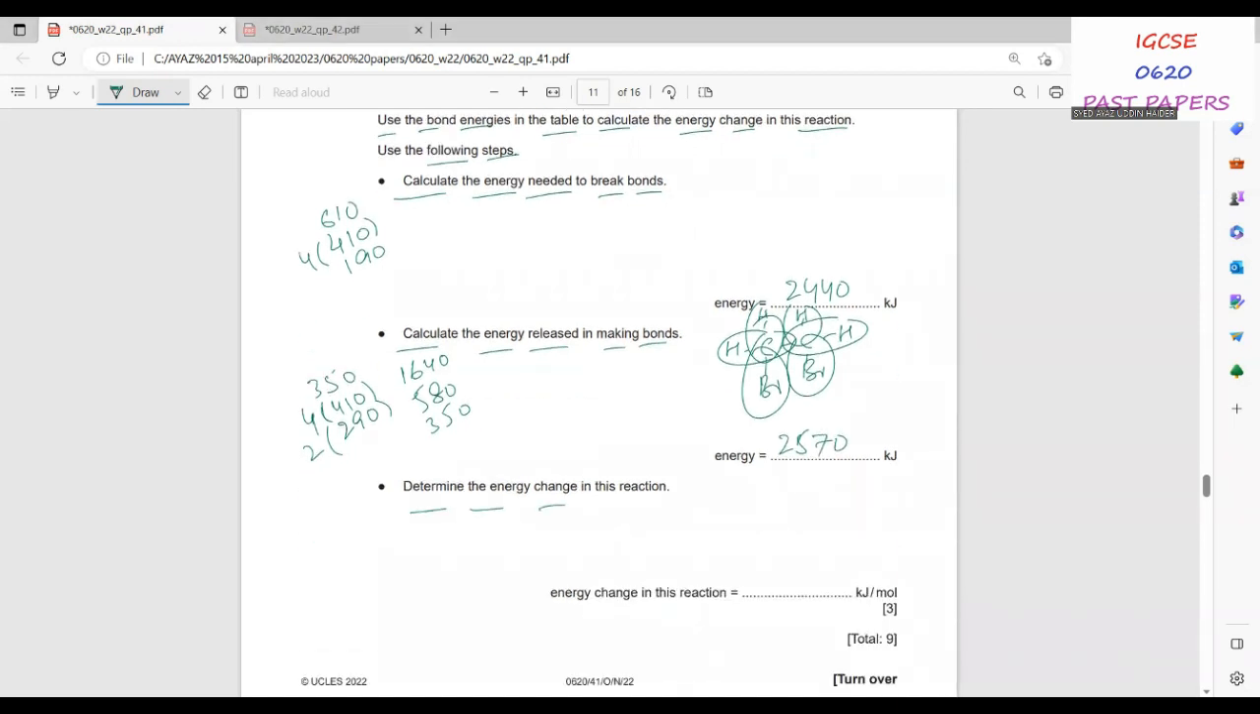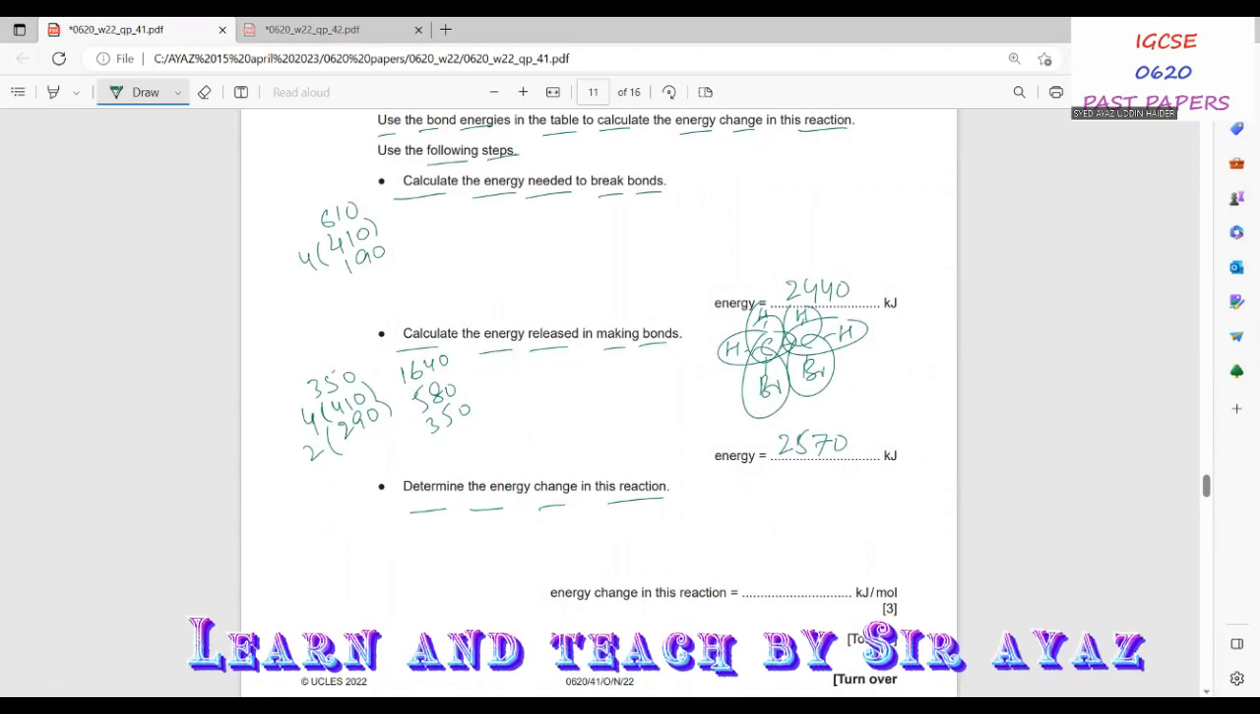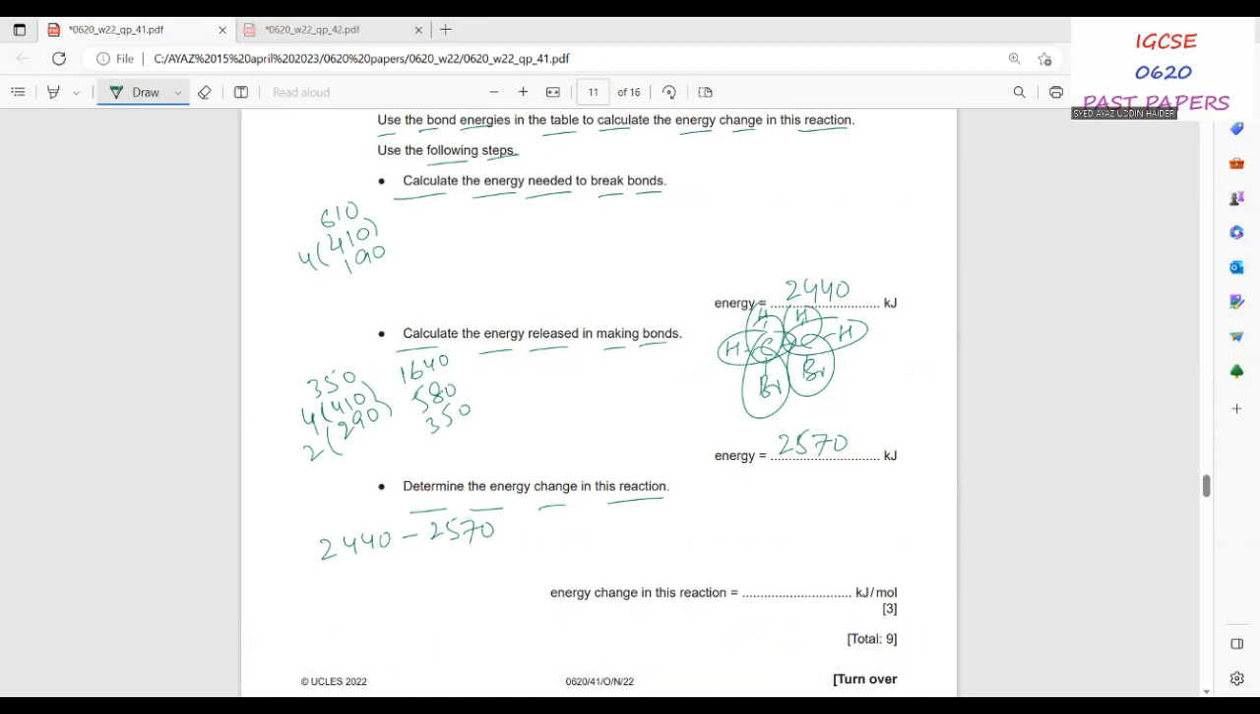Determine the energy change in this reaction. You know, energy needed to break the bonds minus energy released in making bonds. So 2440 minus 2570. You will get minus 130. This will be your final answer.